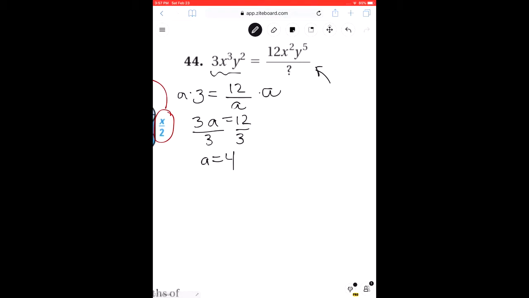I'm going to use another color. How about red? Okay, and we're going to focus on our x variable. So we have x cubed, and I'll put that right here. x cubed equals x squared over x to what power? We know that when we divide, we are going to be subtracting the exponents. So in other words, 2 minus what equals 3?